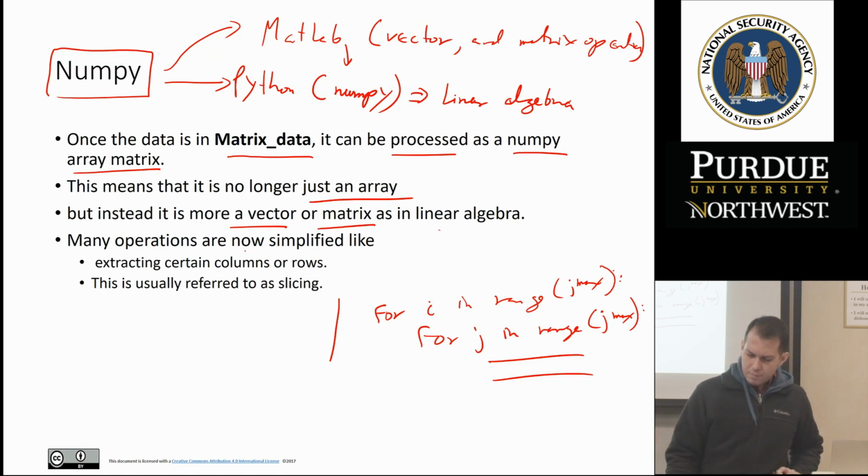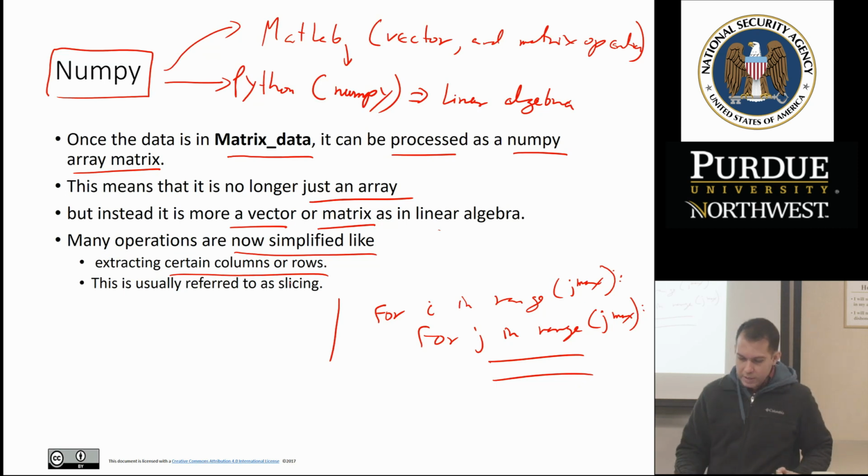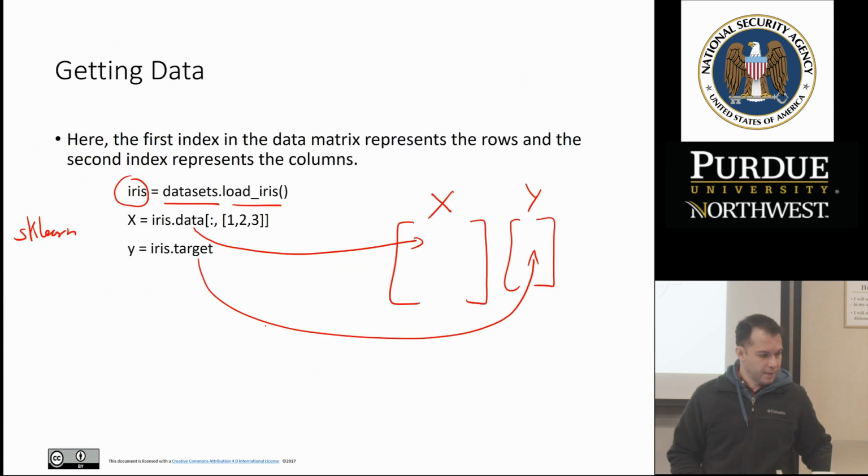Now many operations are simplified, like extracting certain columns and rows. We no longer have to iterate through the matrix and extract the values. We can just use slicing, where slicing is this code over here. So we can efficiently select what we want instead of writing for loops.